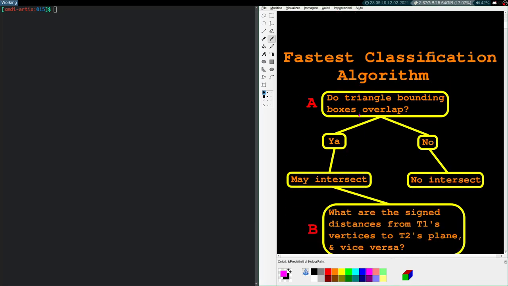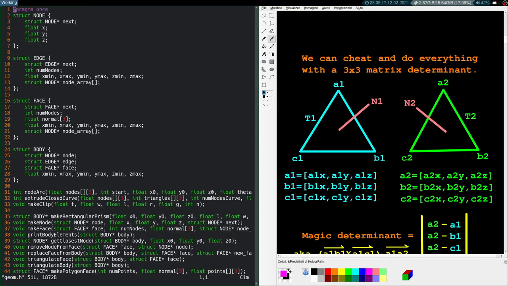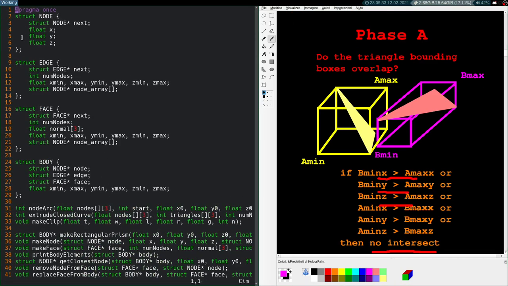Okay, welcome back. The first thing we have to do for our algorithm is add a couple things to our structures, in order to encode this bounding box. I want to be able to encode the minimum and maximum x, y, and z values for everything. Let me zoom in a little bit. This is our structures for our geometry stuff. For the edges, the faces, and the bodies, I put these floats here. These quantify the minimum and maximum values for the bounding box around the objects. And of course, we had to change the constructors for these things to put them in place, but it's very simple. I'm not going to go into that.